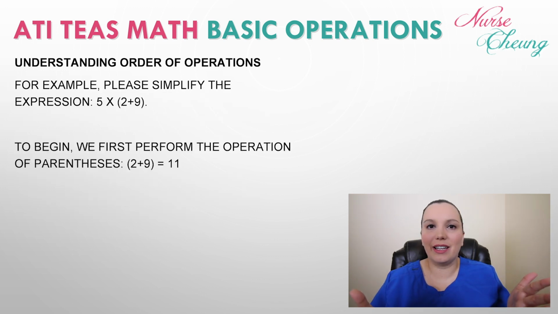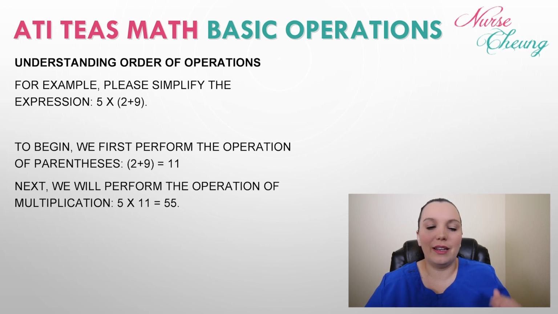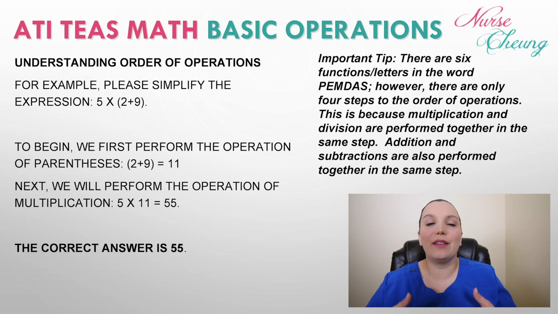So let's take a look at this example in regards to how the order of operations is performed. Let's simplify the expression 5 times parentheses 2 plus 9. To begin, we perform the operation in the parentheses because that is what falls first in our mnemonic. So 2 plus 9 equals 11. Next, we perform the final operation of 5 times 11, which equals 55. That gives us our correct answer of 55.